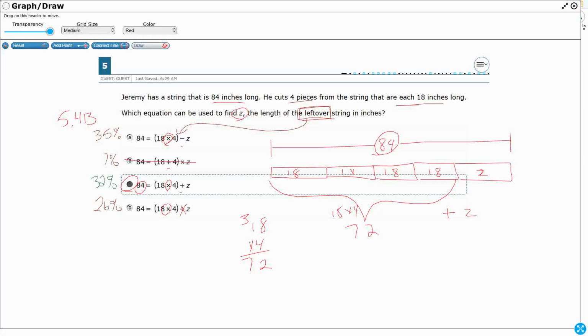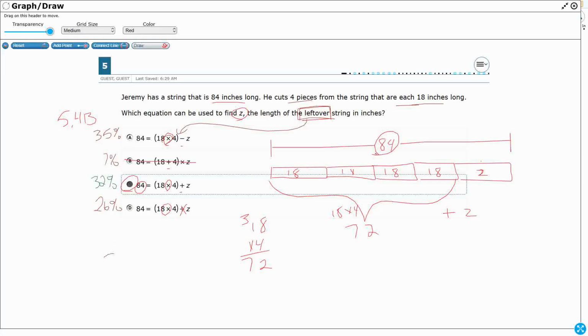Because if we can first translate this into a strip diagram, they would see that to get my total of 84, I'd have to add in the z. But if I'm just trying to solve this problem without drawing a representation, I can see that subtraction might make sense with leftover. Not really so much division, we're just guessing. But we need to draw a picture.